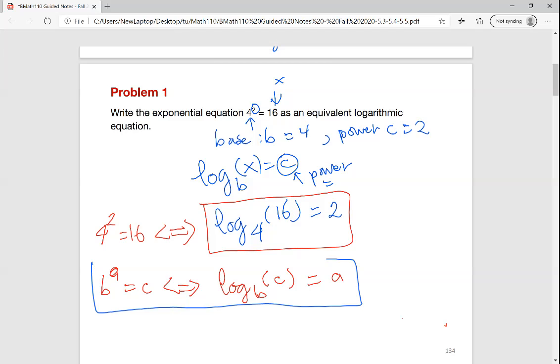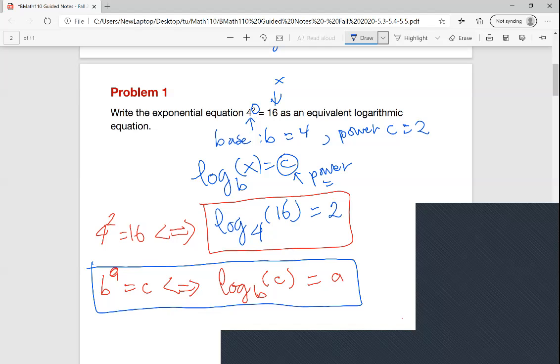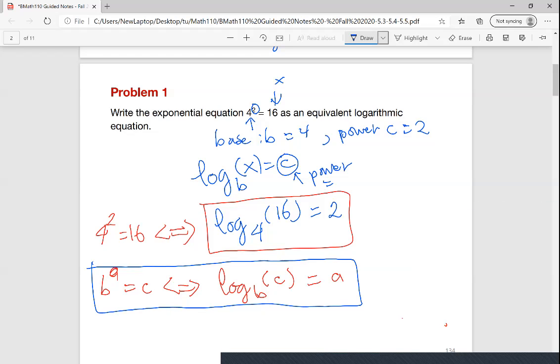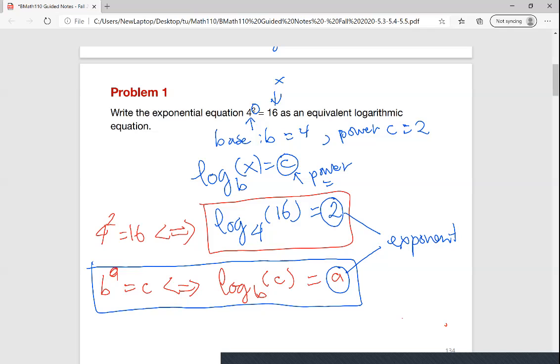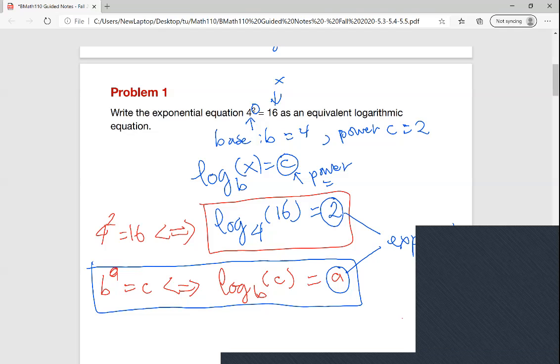So now I want to emphasize that this a, or this number 2, has to be the exponent. I'm going to say this is the exponent of the exponential function. Okay. Now let's move down.